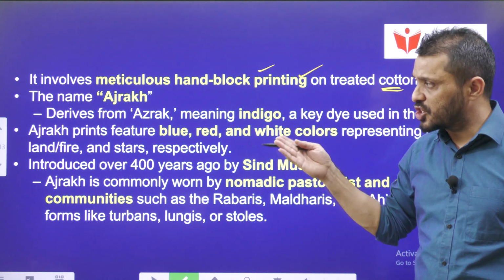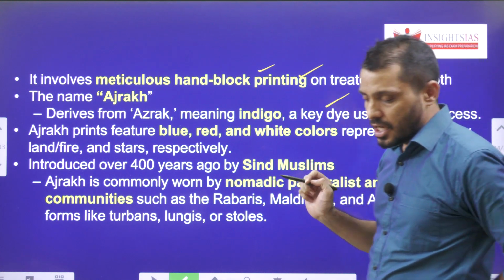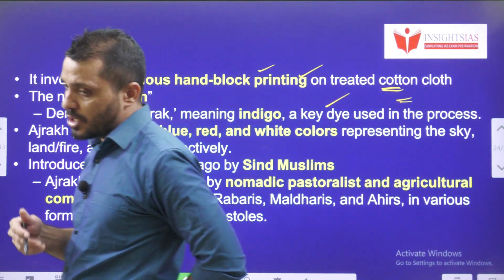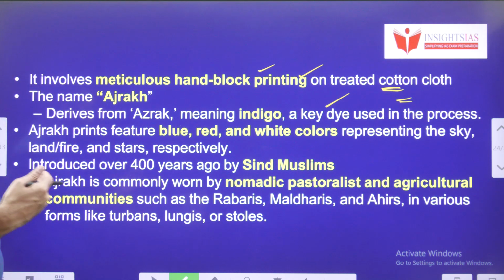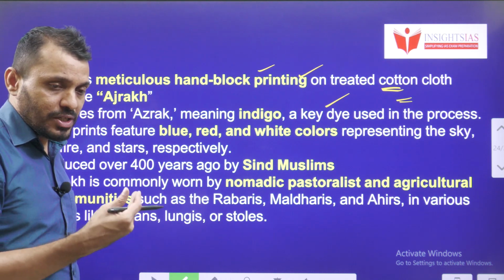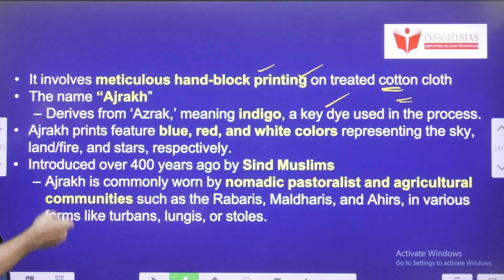What is the name of this Ajrakh? This derives from a word meaning indigo, because one of the key dyes used is indigo. And you all know that when the Britishers forced Indian farmers to cultivate indigo plantation, they revolted, and that is related to the Champaran Satyagraha as well.